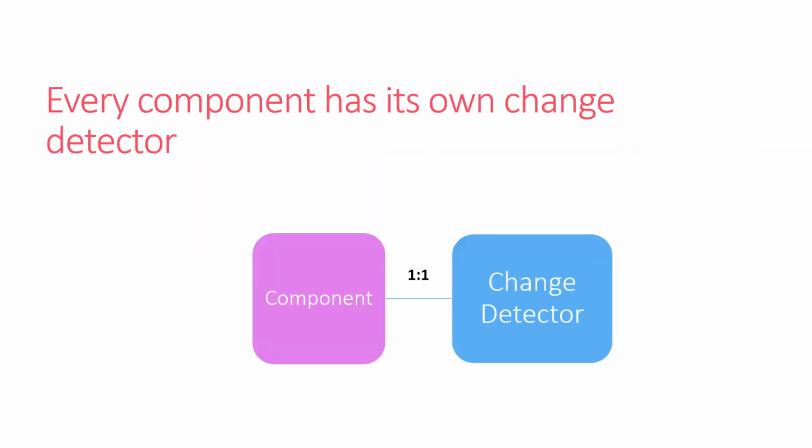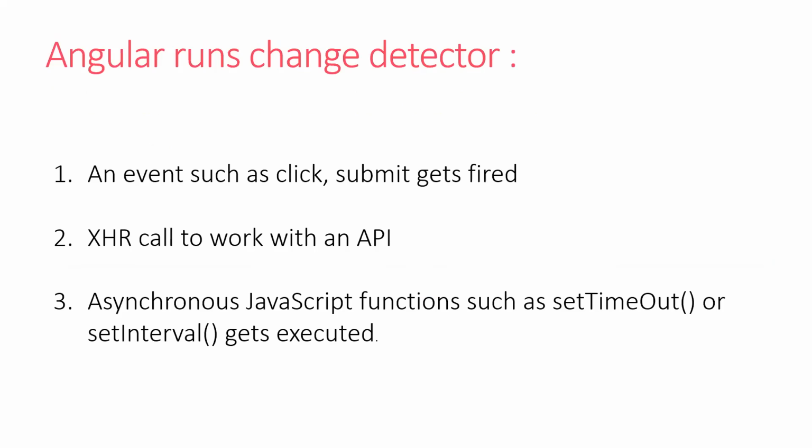Now every component has its own change detector. We talked about that. So if you have 100 components in your Angular application, there are 100 change detectors. Now Angular runs the change detector when an event such as click and submit gets fired, when an XHR call to work with an API happens, meaning when you consume an API, or when asynchronous JavaScript functions such as setTimeout or setInterval get executed. So if one of these three things happens, Angular makes sure that the change detector gets called.